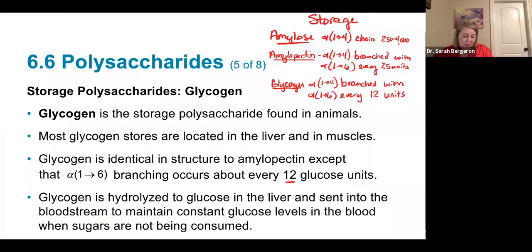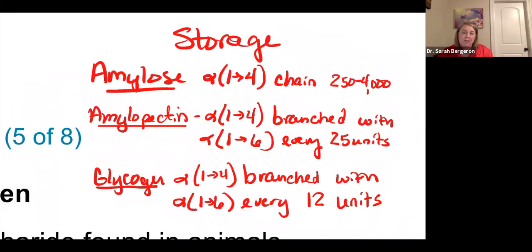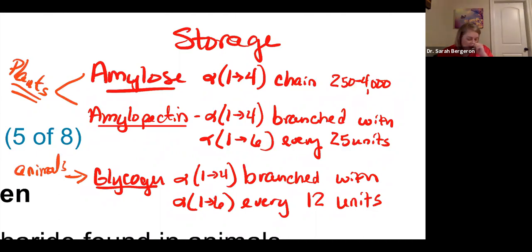So here's your summary of the 3 different storage molecules. We have amylose and amylopectin. These 2 are in plants. Glycogen is in animals, right? Amylose is that alpha 1,4 chain, and it's really long. It's 250 to 4,000 units of glucose. Amylopectin is the same alpha 1,4 linkage, except we have a branch on the alpha 1,6 every 25 glucose units. Glycogen looks just like amylopectin, except what's different? Amylopectin is branching every 25 units, whereas glycogen is branching every 12 units.